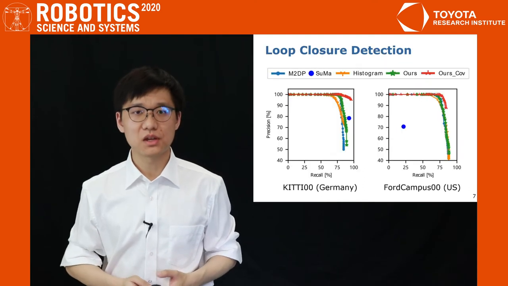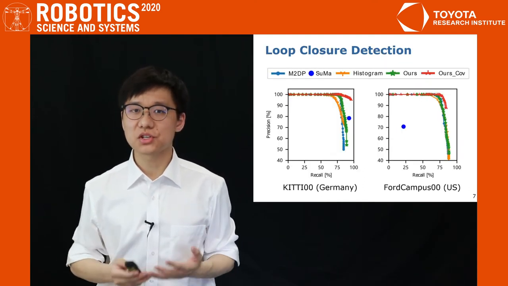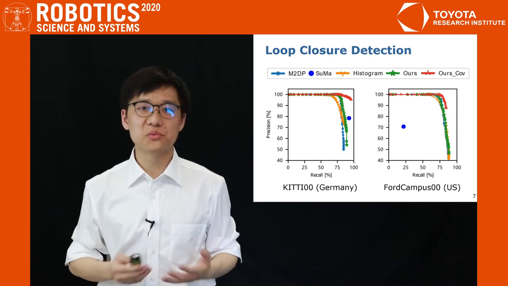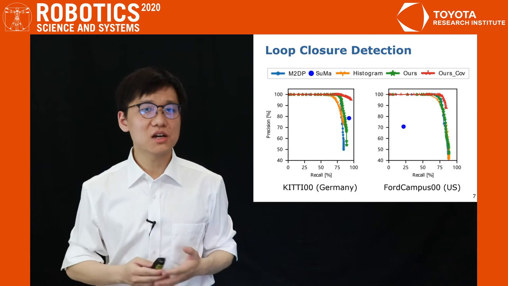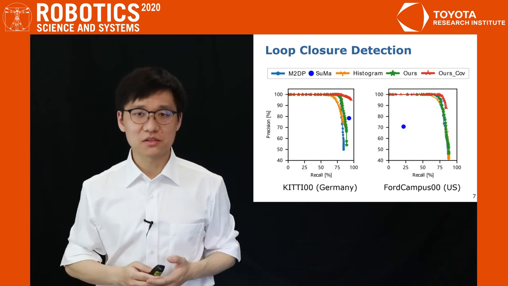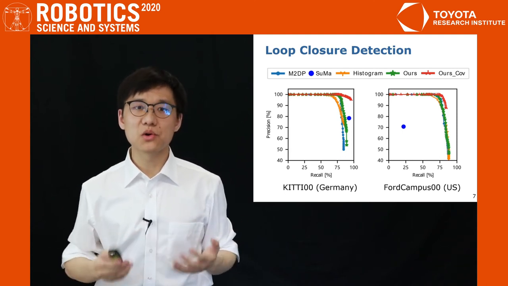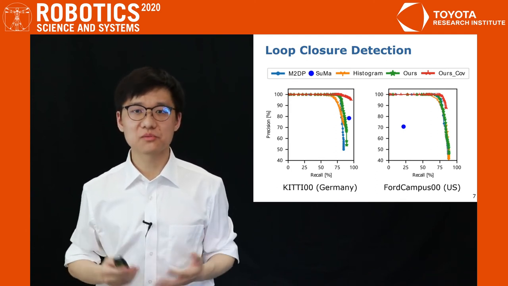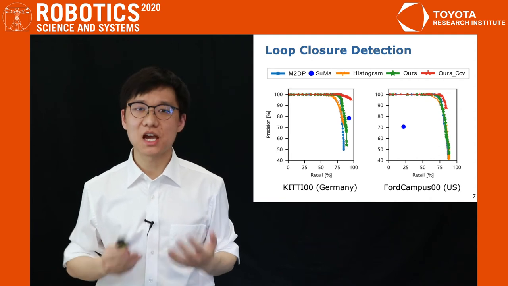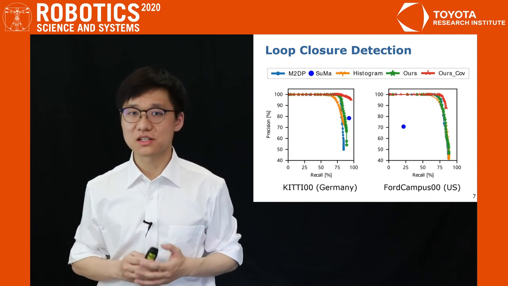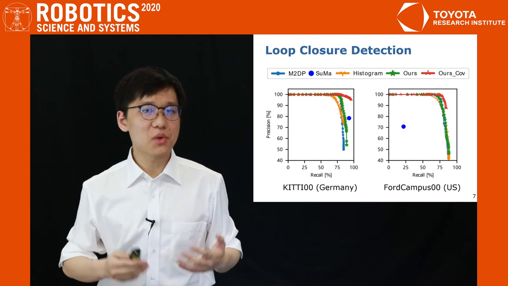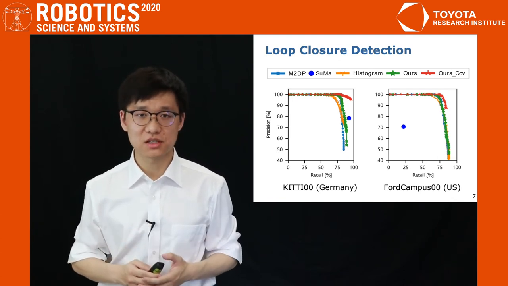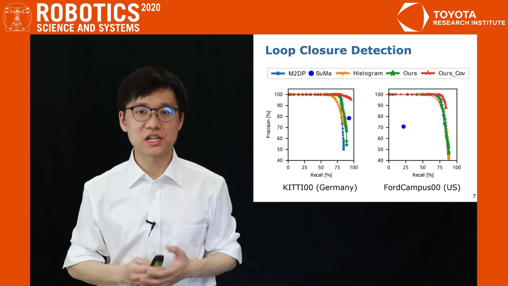Here, we show the precision and recall results of our methods compared to other baselines for loop closure detection. The red line represents our overlap-based method combined with pose uncertainty. As can be seen, our method outperforms other methods on both KITTI and Ford Campus datasets. Note that we trained our method only on parts of the KITTI dataset and tested it on both KITTI and Ford Campus datasets. That shows a good generalization of our method.